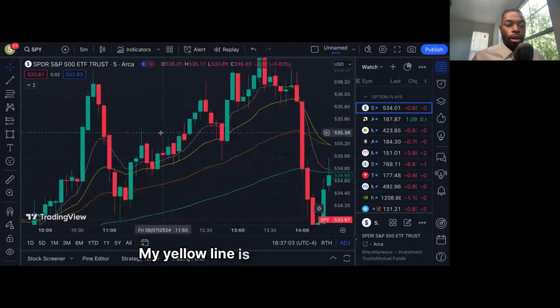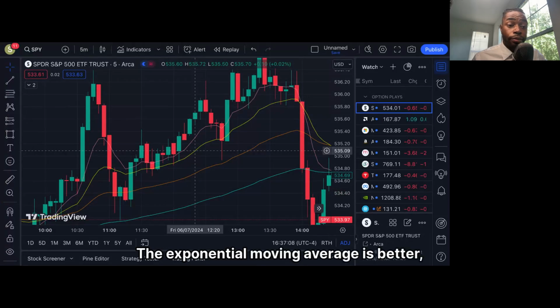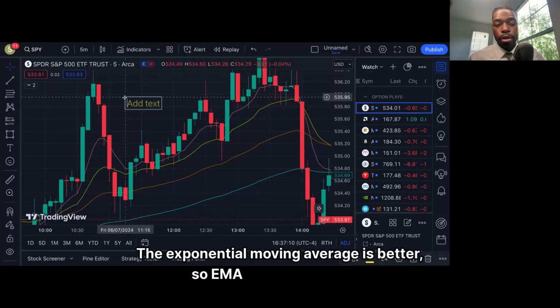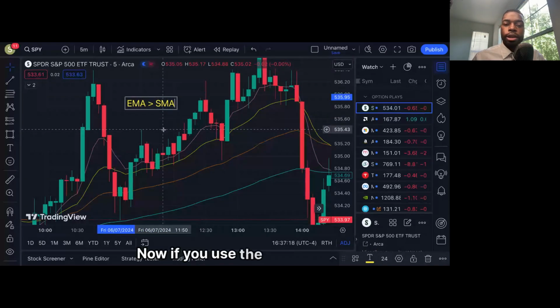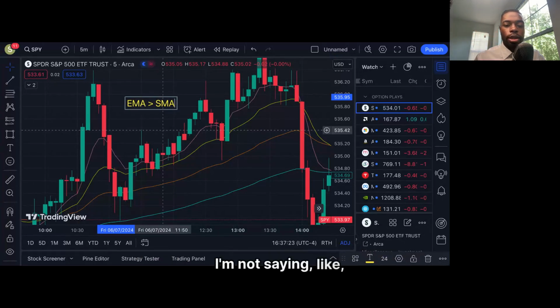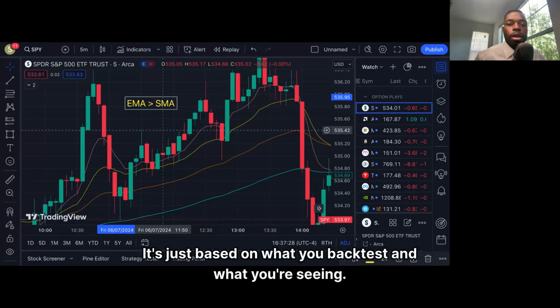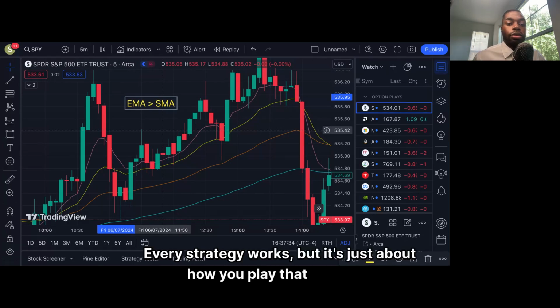My yellow line is the 20 EMA, exponential moving average. The exponential moving average is better. So EMA is goated than SMA. Now, if you use the SMA and your strategy is working, don't change. Okay, I'm not saying your strategy doesn't work. I'm not saying that. There's a bunch of strategies, they all work. It's just based on what you backtest and what you're seeing. Everything's just patterns. Every strategy works, but it's just about how you play that strategy.